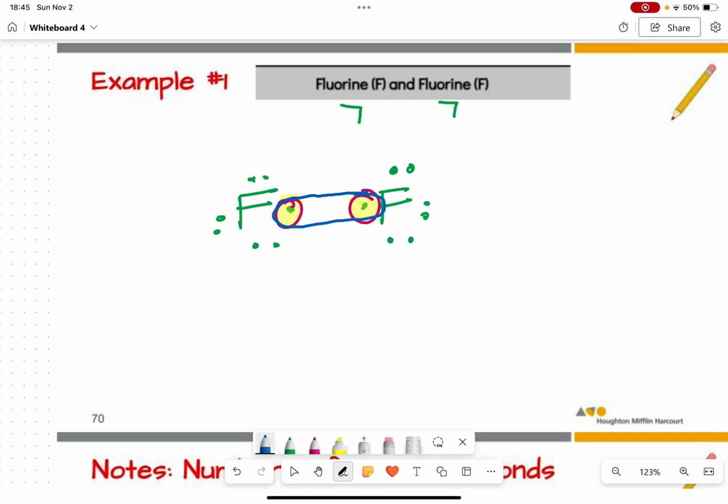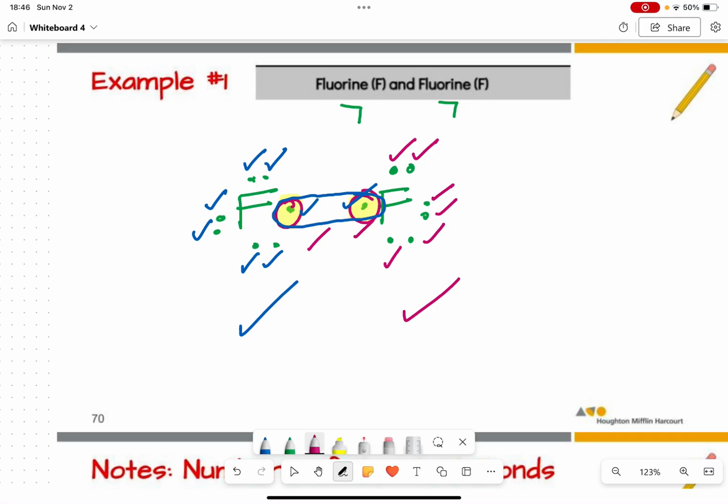So I'm just going to double check that I have met the octet rule for both fluorines. 1, 2, 3, 4, 5, 6, 7, 8. So this one has met the octet rule. And then the other fluorine, 1, 2, 3, 4, 5, 6, 7, 8. So that fluorine has met the octet rule.